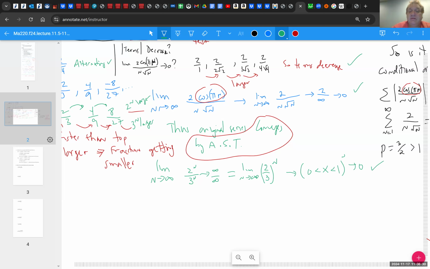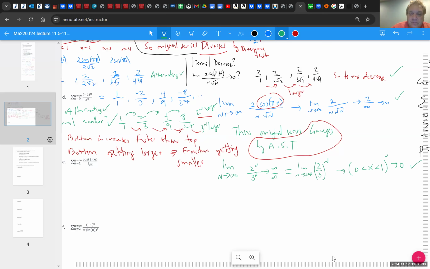So that means that the series converges. So this time I'll write out the original series. What was the original series? So we know that this series of -2 to the n over 3 to the n converges by the alternating series test.